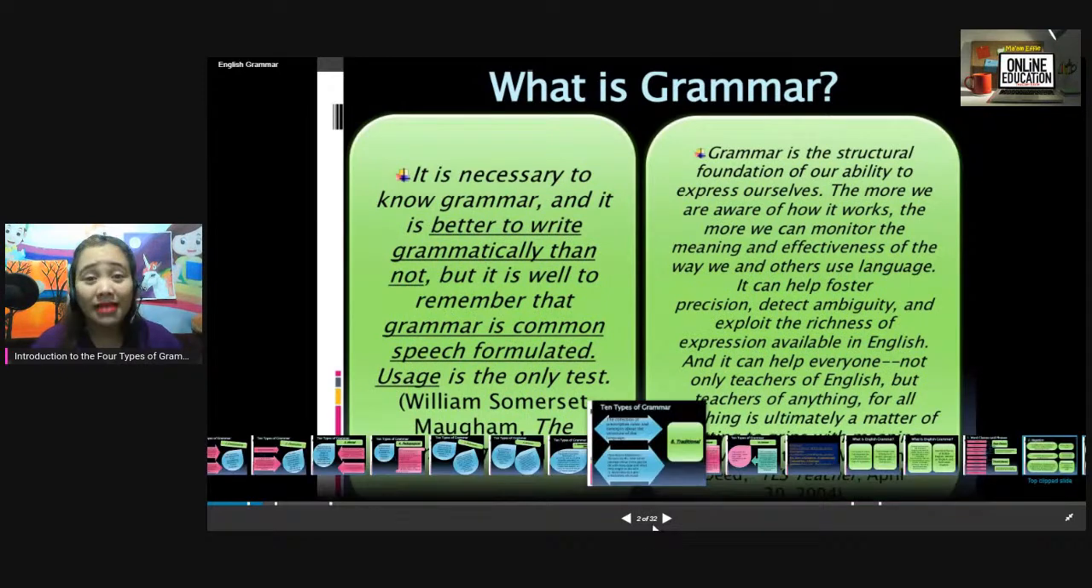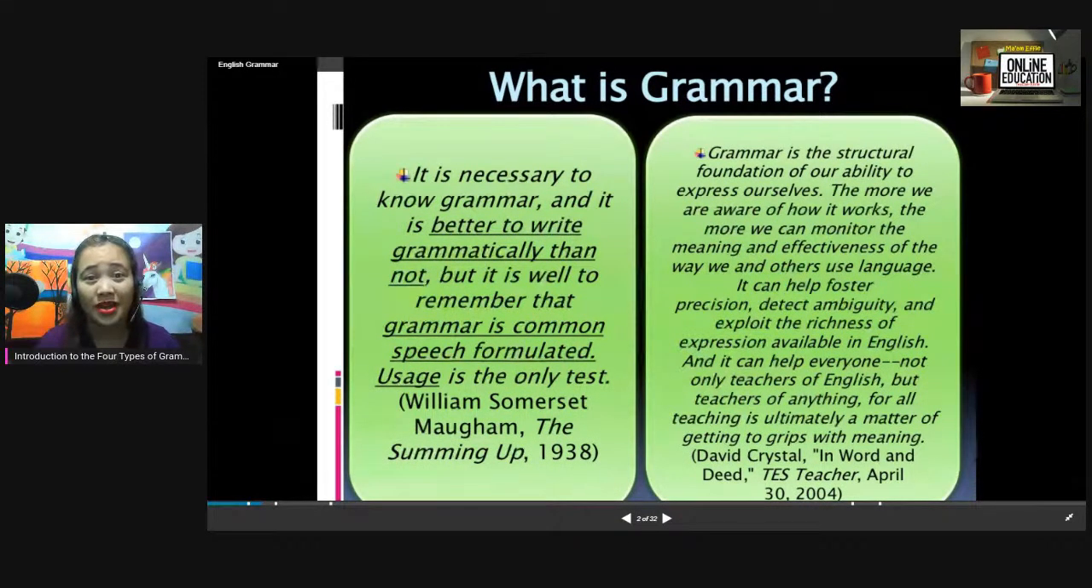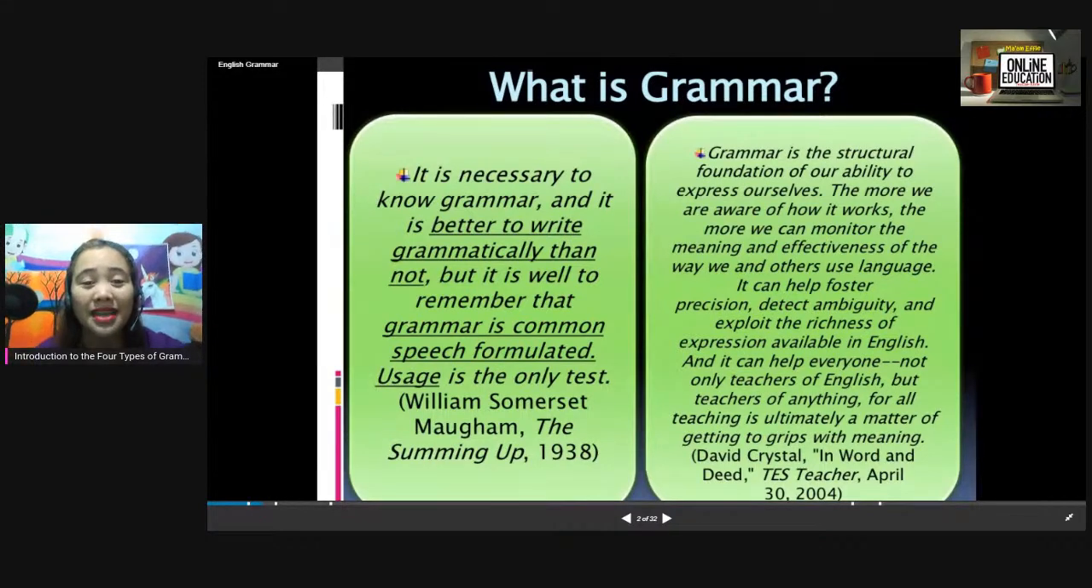Well, it is really necessary to know grammar. We know that, English majors, right? And it is better to write grammatically than not. But it is well to remember that grammar is common speech formulated, so usage is the only test. That's according to William Somerset.